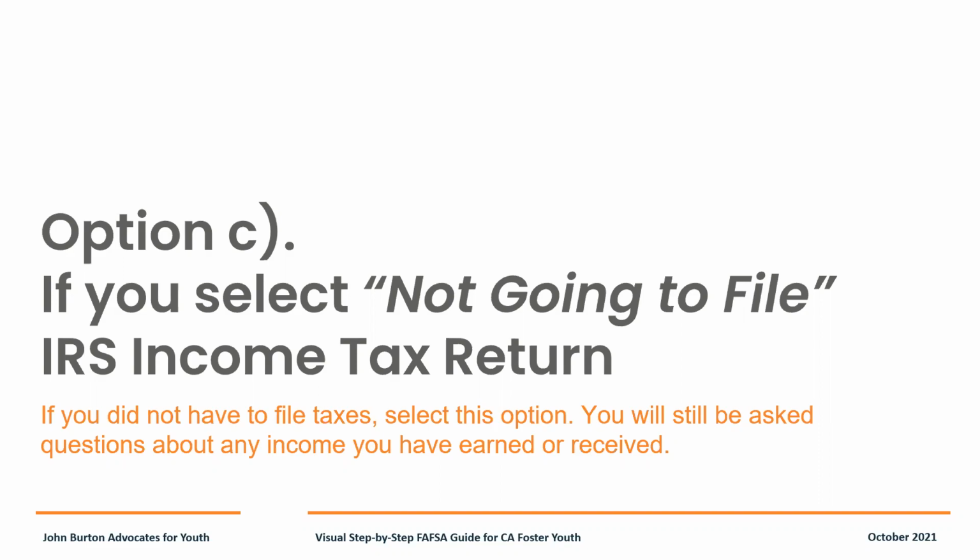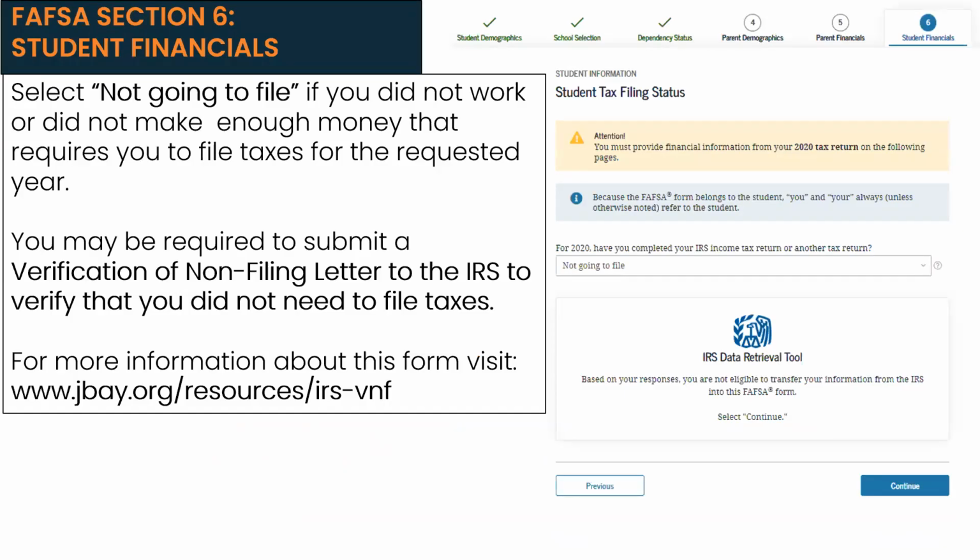Next slide, please. The threshold to file a 2020 income tax return is $12,400, meaning that a person who was single, under 65 years old, and earned less than $12,400 in 2020 did not legally need to file taxes. Again, this is probably the most likely scenario for our high school seniors.